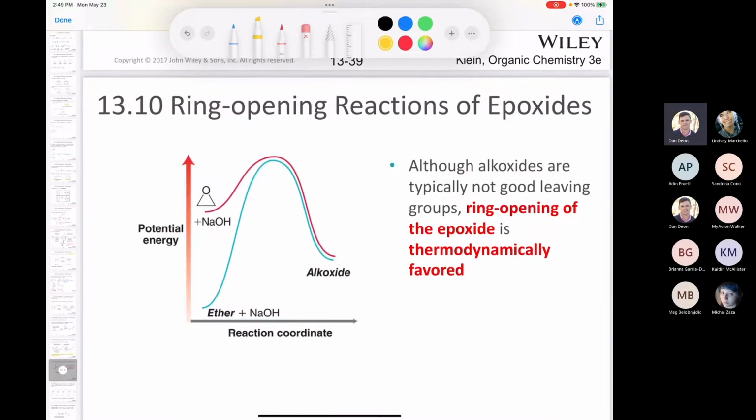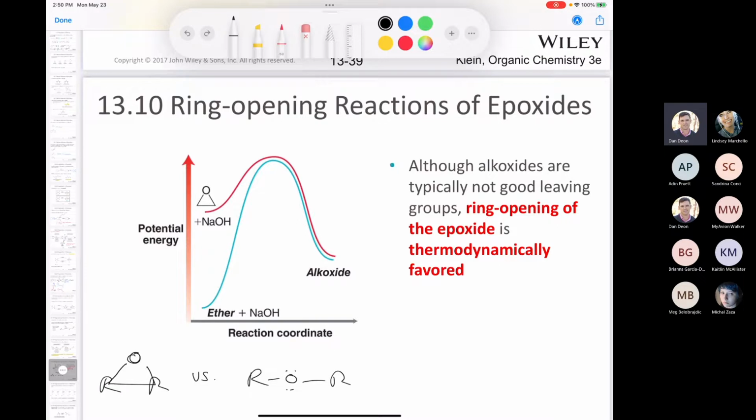Take a look at the potential energy diagram for the ring opening of an epoxide compared to just a normal ether. Why are epoxides in this chapter? Because an epoxide is a type of ether, right? You've got an R group here, an R group here, and you've got an oxygen in between. But if you compare that to a traditional ether, this has ring strain, which is because the two R groups are separated by only one bond. And that means that their potential energy is going to be much higher than those of a normal ether.